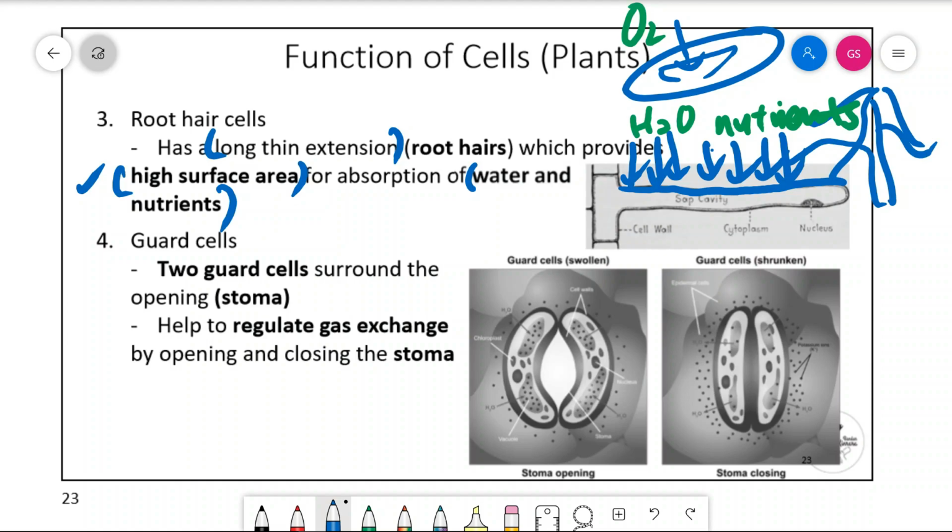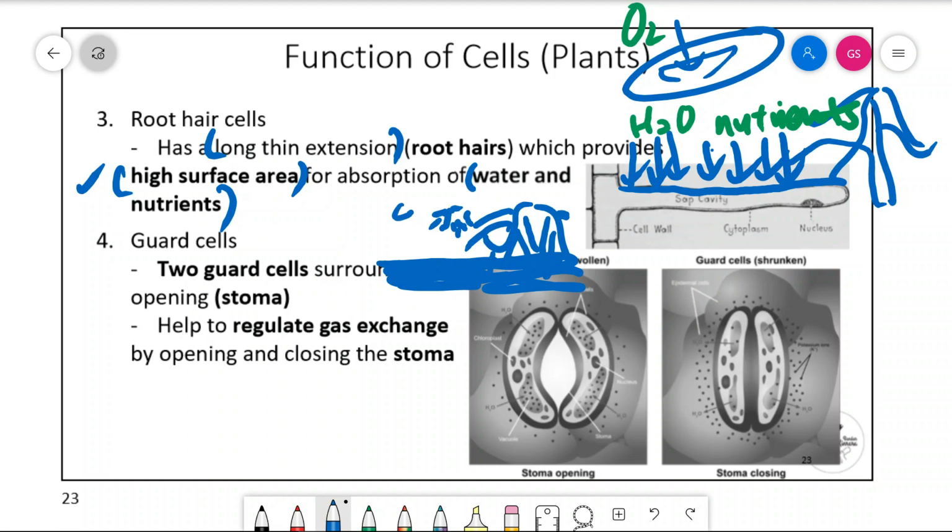Imagine if your root hair cell is going to be like this, short. But the water is down here, underground. How are you going to let the roots reach the water? Cannot, so it cannot absorb. But if you have long, fibrous roots, easily, it will touch the water. And that's what we want.